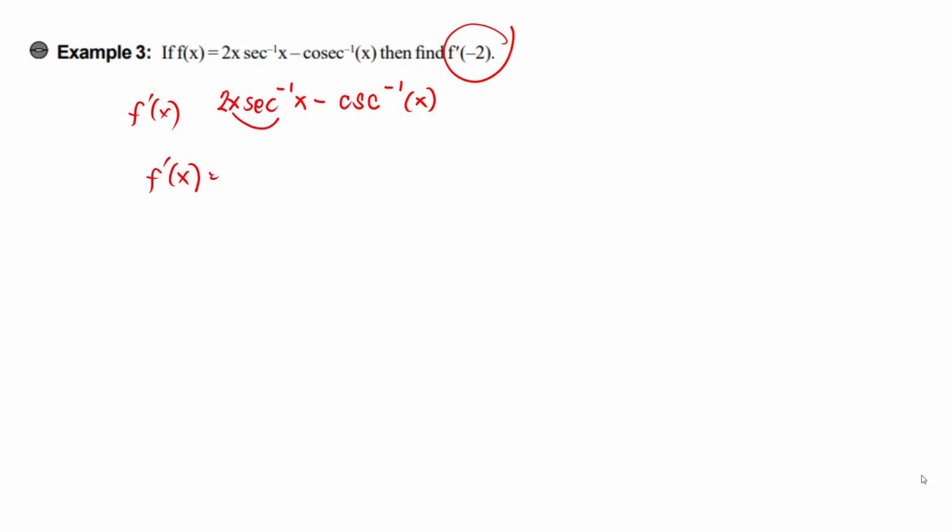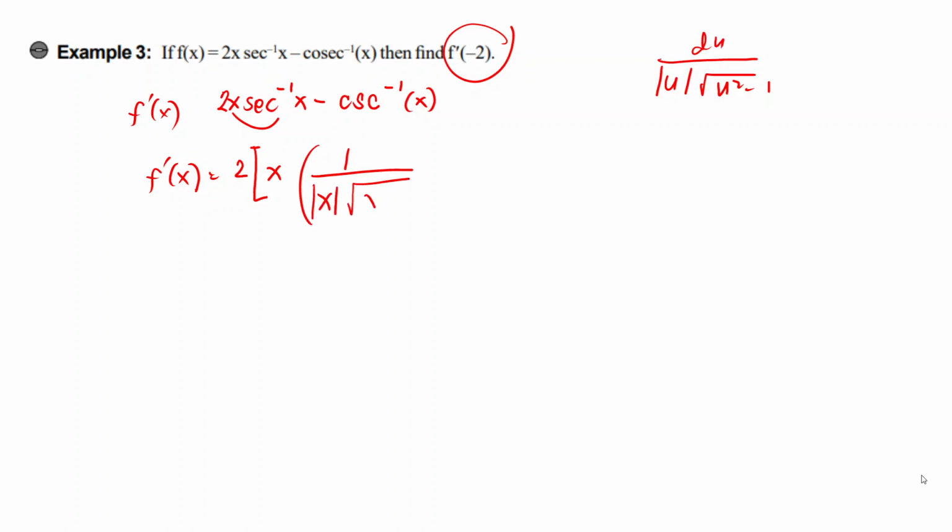This is product rule. Okay? So, labas natin si constant. So, x. Paano po yung derivative ng secant? That is du over absolute value ng u squared minus 1. Ang u natin dito is x. So, walang problema. So, anong mangyari dito? 1 over x absolute value square root of x squared minus 1. Okay.